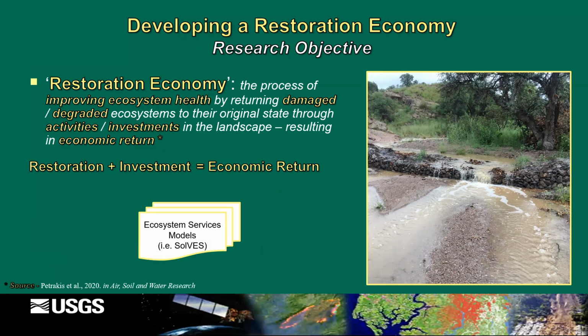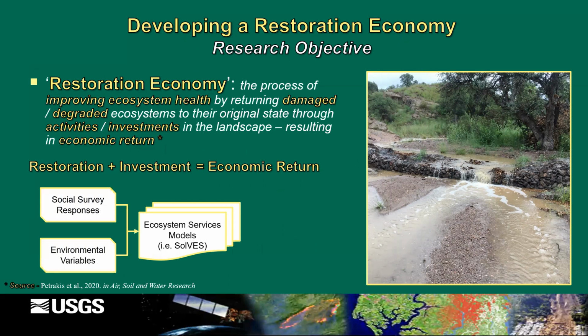And one of these ways is through ecosystem services models, such as SOLVS, which is what we used in our analysis. For SOLVS, two main inputs go into the model: social survey responses and environmental variables. Ultimately, it produces social value hotspot maps. And these can be used to develop a restoration economy or inform restoration. In this case, the construction of a flood control structure that might be able to reduce the risk of flooding or increase water quality, water quantity, or even increase greenness or vegetation in the particular area that it was built in. So that's how the idea of developing a restoration economy can be done through ecosystem services models.